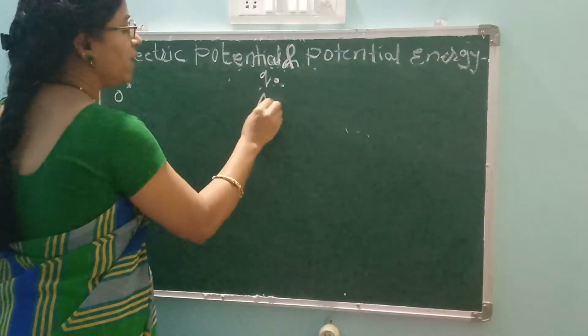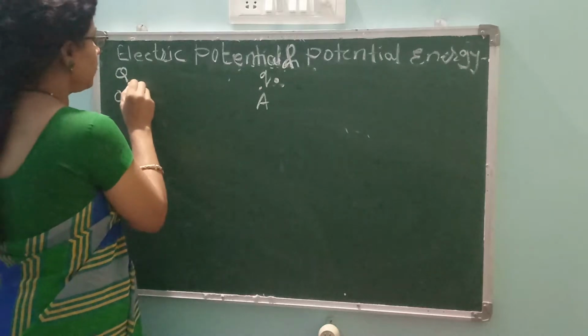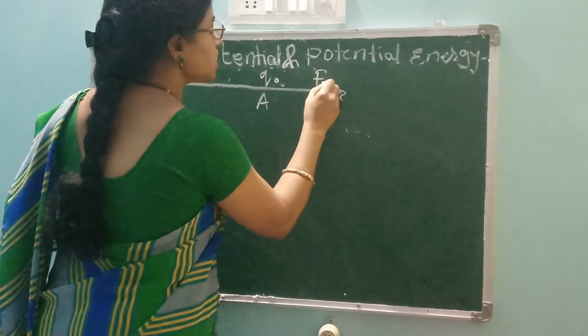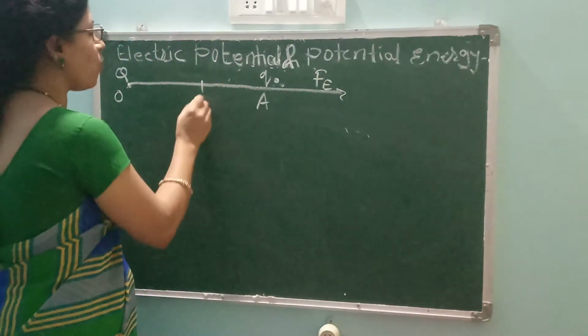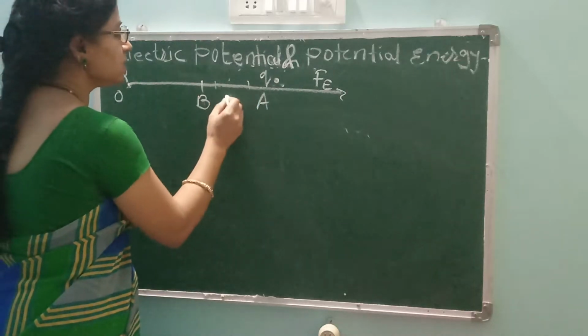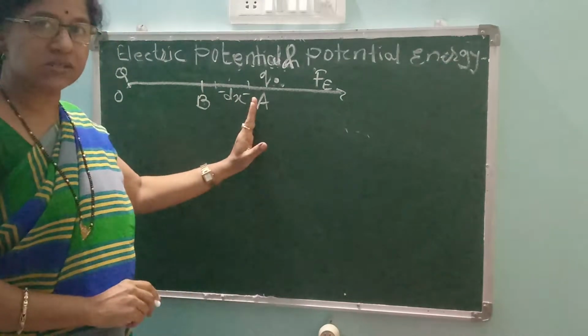the point A. Now see, on this it will exert a force, that is the electrostatic force. Now this is the point B. ये क्या है? तुम्हारा point B है, and this we can say is the small distance dx. ये तुम्हारा small distance dx.